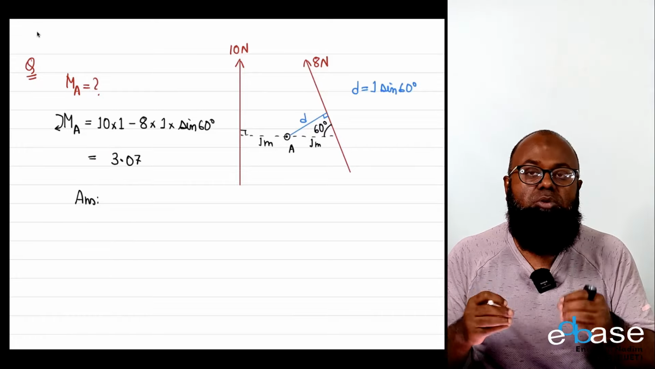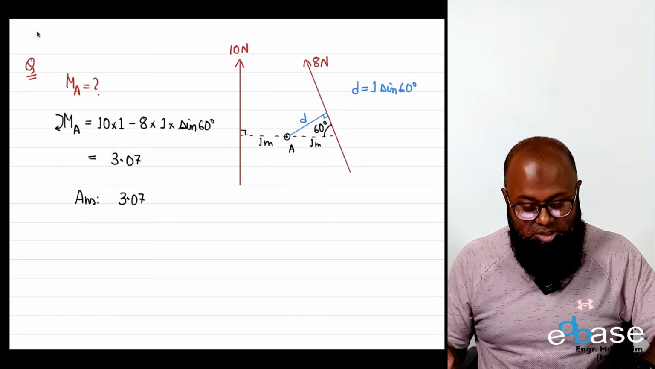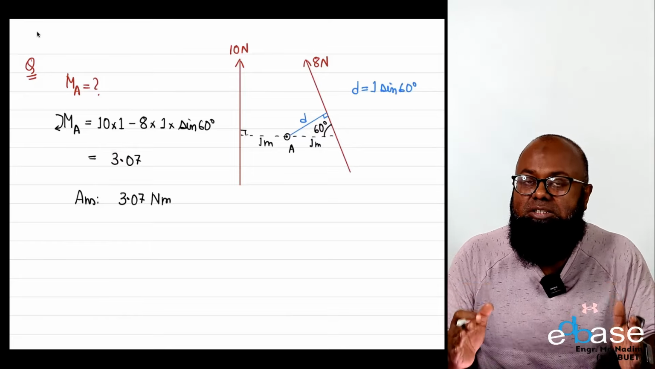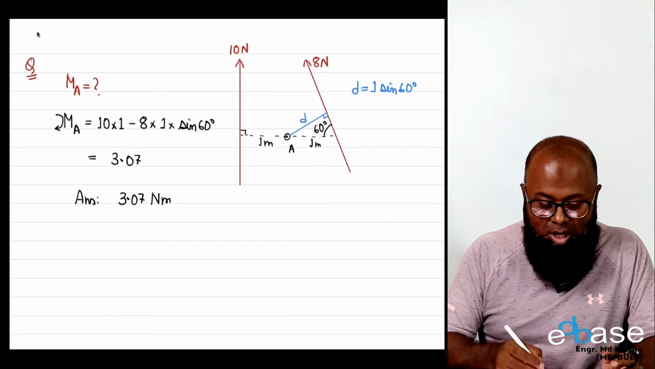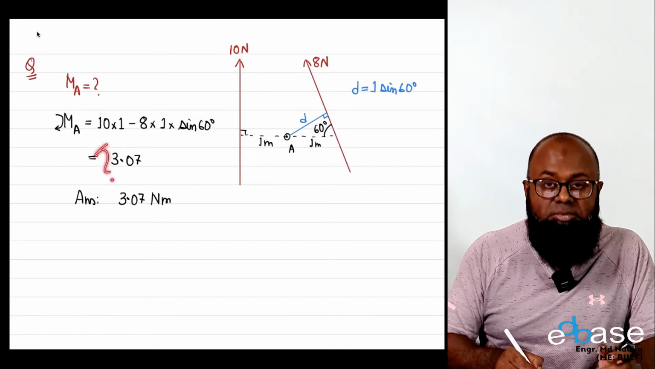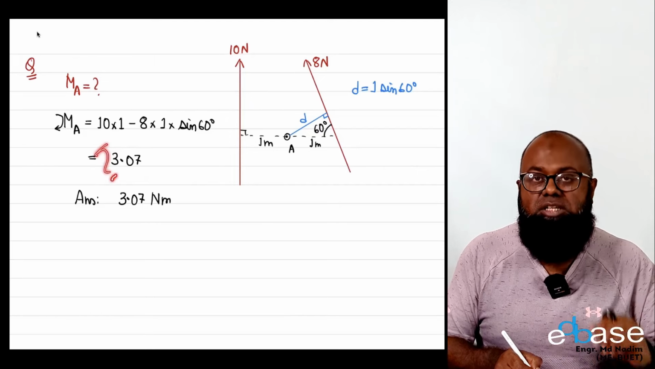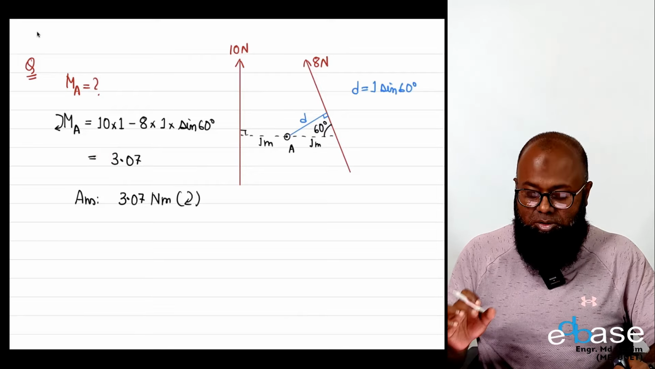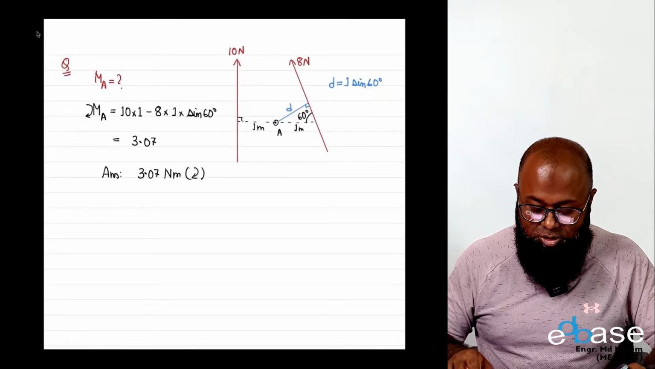Now, how I will represent my answer? I will mention this value, 3.07. I will write down the unit, Newton meter, and I will write down the net sense of rotation. How would I get the net sense of rotation? By looking at this sign. If it is positive, then sense of rotation is positive. Net sense of rotation is positive, so it would be clockwise. So this is your answer, guys. This is the solution of this sum.